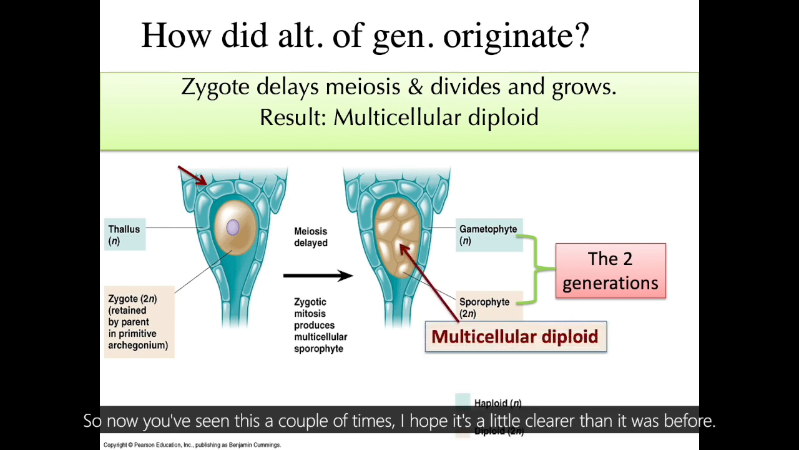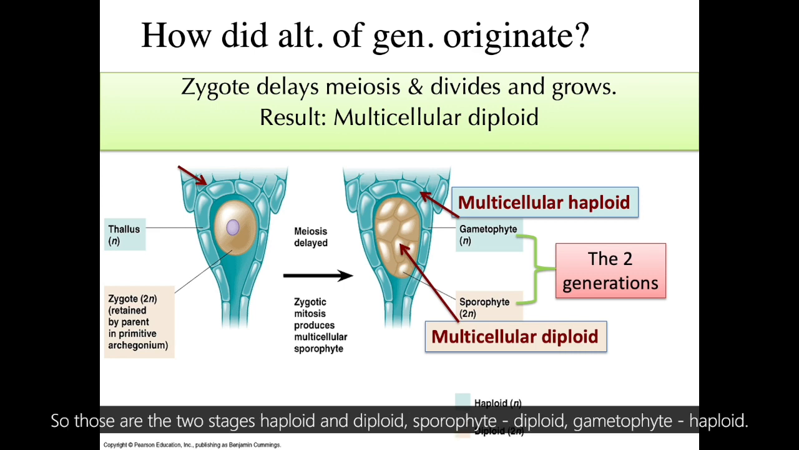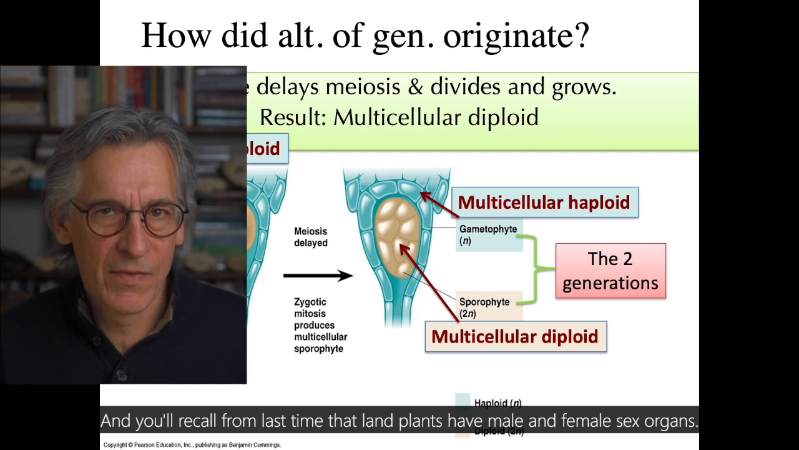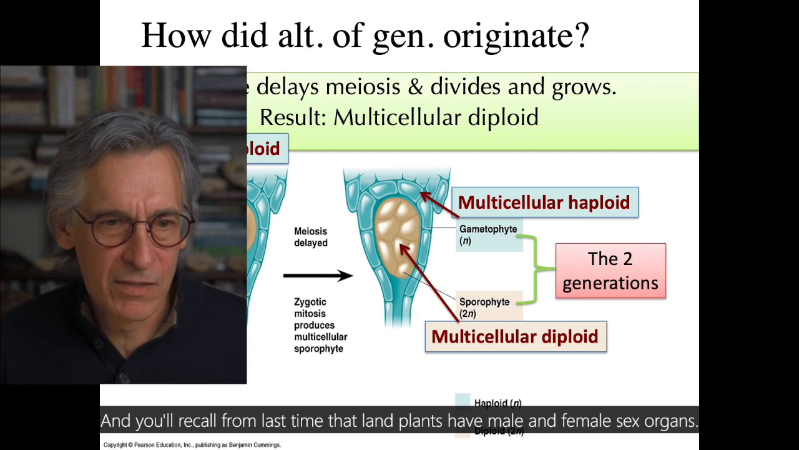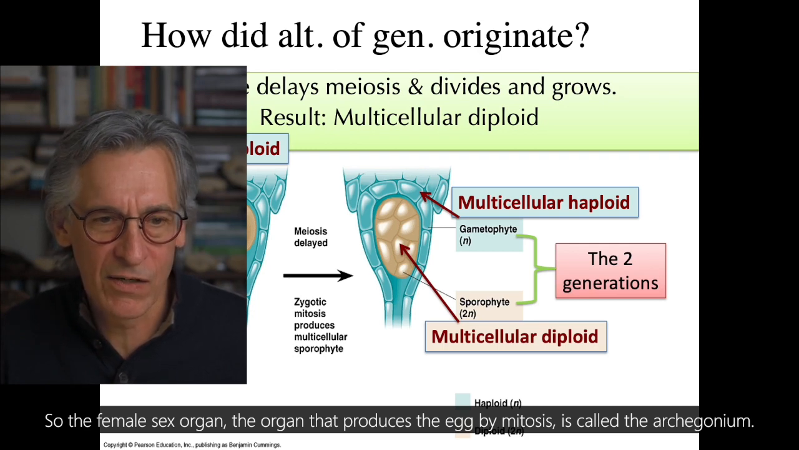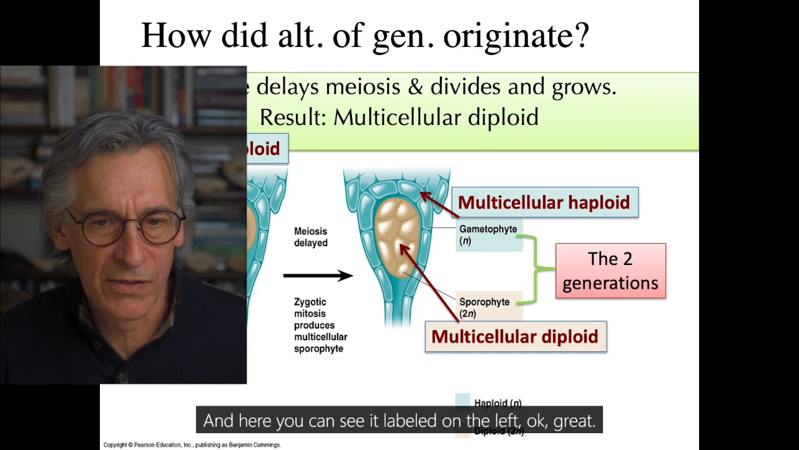So now you've seen this a couple of times. I hope it's a little clearer than it was before. So those are the 2 stages, haploid and diploid. Sporophyte, diploid; gametophyte, haploid. And you'll recall from last time that land plants have male and female sex organs. So the female sex organ, the organ that produces the egg by mitosis, is called the archegonium. And here you can see it labeled on the left.